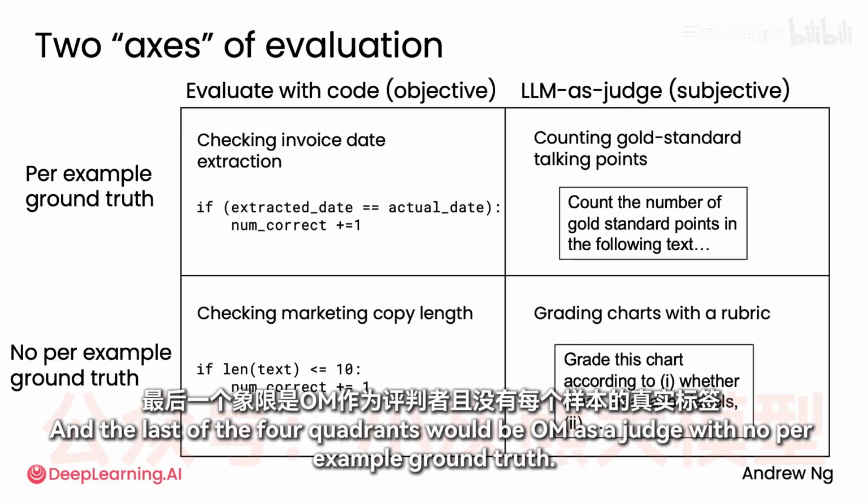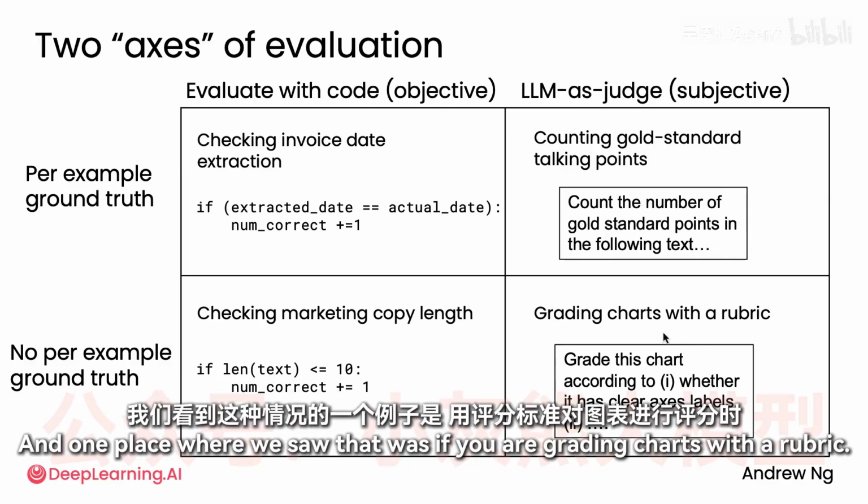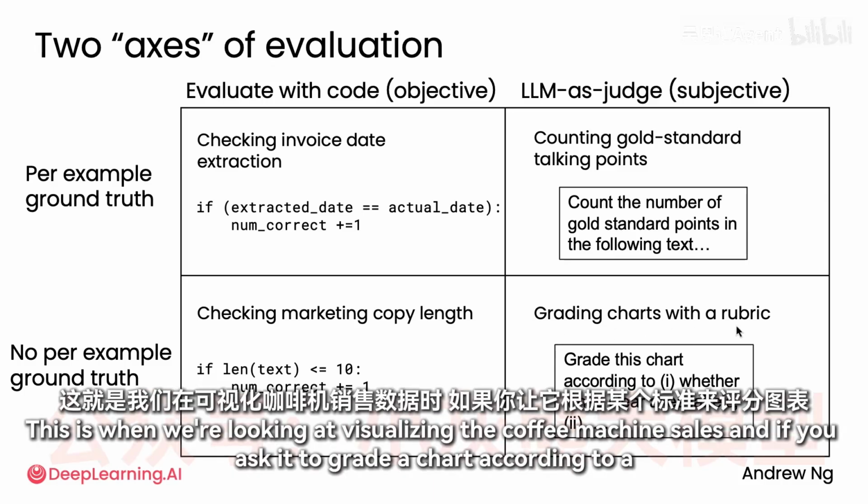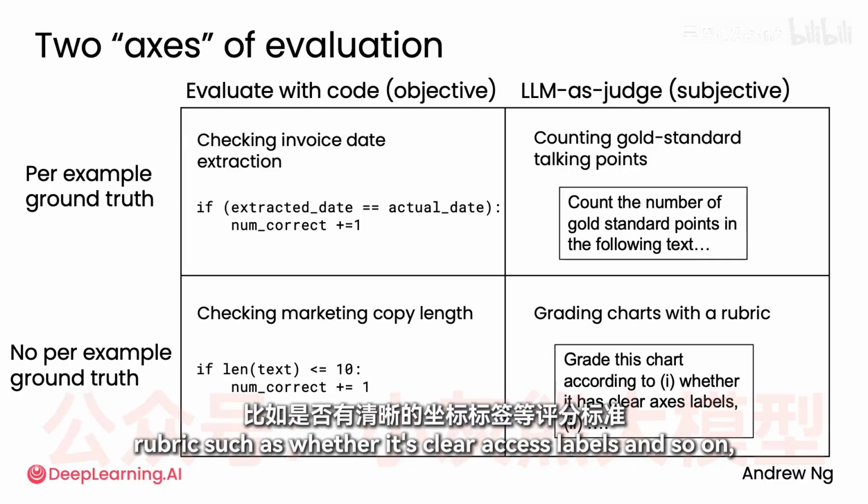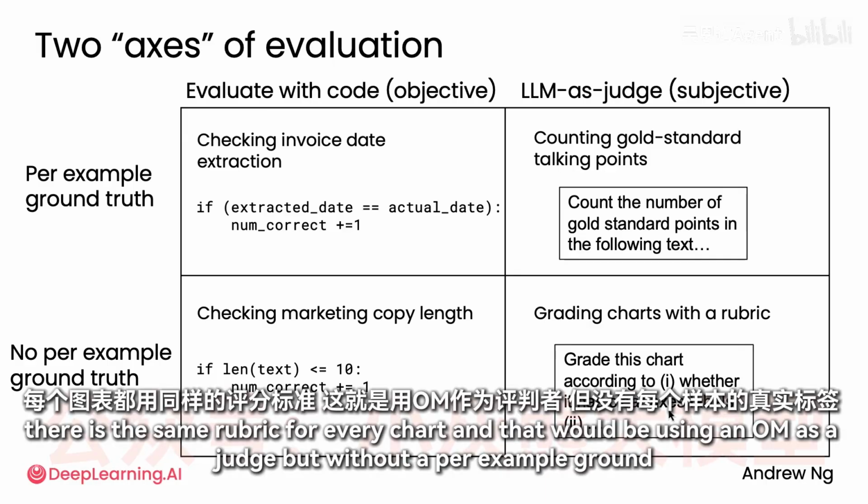And the last of the four quadrants would be LM as a judge with no per example ground truth. One place where we saw that was if you're grading charts with a rubric. This is when we're looking at visualizing the coffee machine sales. If you ask it to grade a chart according to a rubric, such as whether it has clear axis labels and so on, there is the same rubric for every chart. That would be using an LM as a judge, but without a per example ground truth.